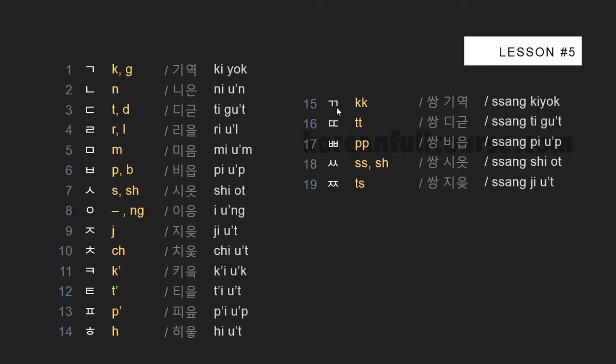Sang gyok, sang means double, sang jigut, sang biyup, sang siot, sang jiut. You don't have to memorize all this right now, though it's easy to remember these names. Just pause the video and go through each of these consonants, read them aloud for yourself, and then play this video again. Okay, this is the full list of Korean consonants.